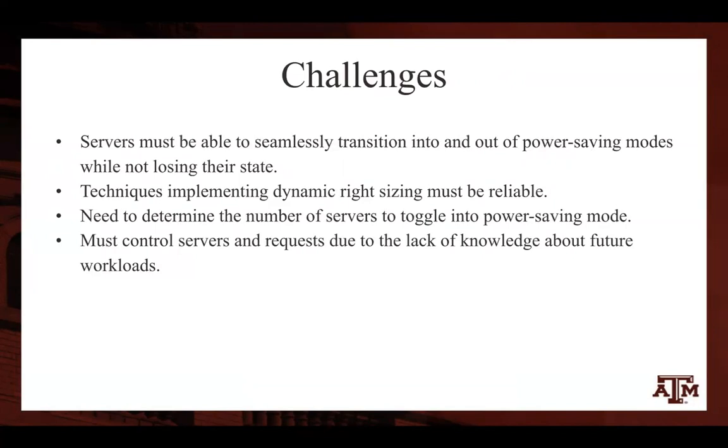Secondly, there is a huge emphasis on these techniques being reliable, since there is an aspect of wear and tear consequences associated with a lot of toggling of these servers. And finally, the challenge that this paper tries to tackle is to determine the number of servers that need to be toggled into and out of the power saving modes during periods of low and high loads respectively.